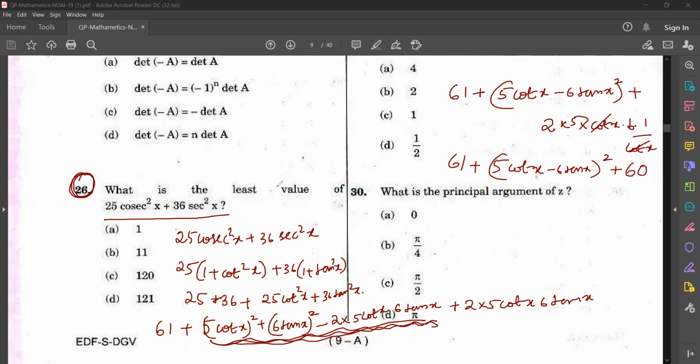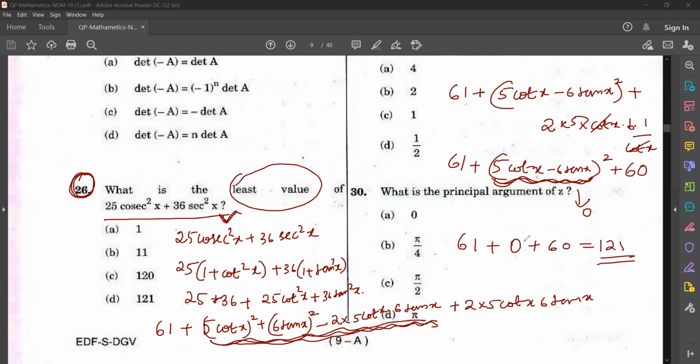60. So what is the question? Question is I need the least value of this function. Least value of the function means this square part should be 0, because 0 square will be 0. So least value is possible when this part becomes 0. So it is 61 plus 0 plus 60. The answer is 121. So option B is the correct answer.